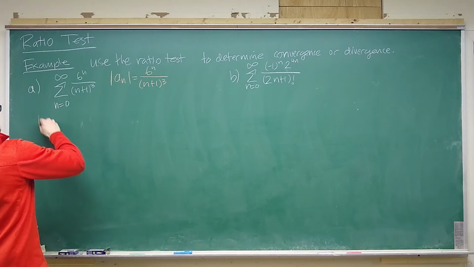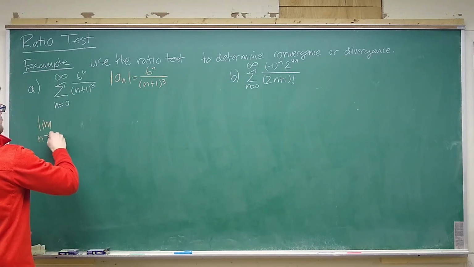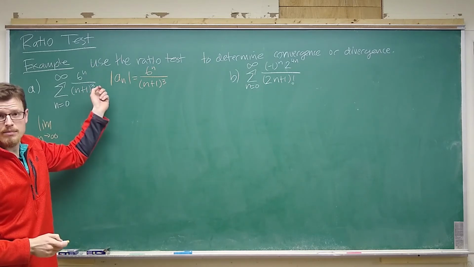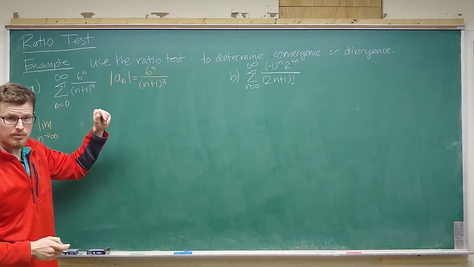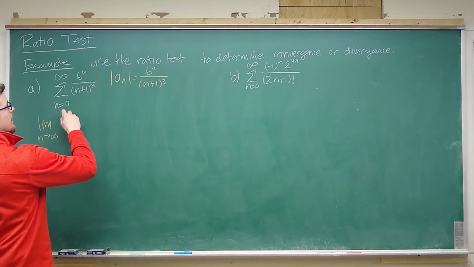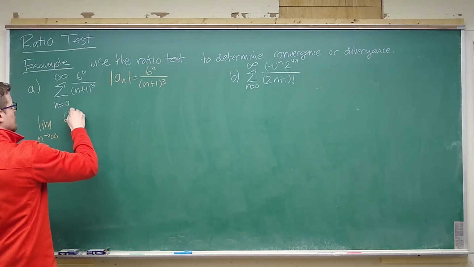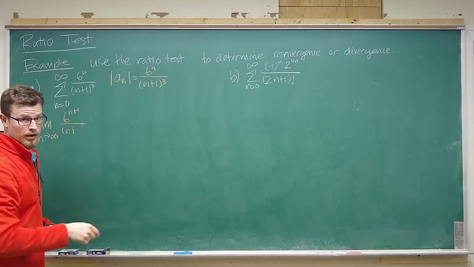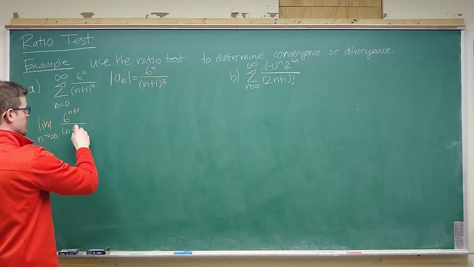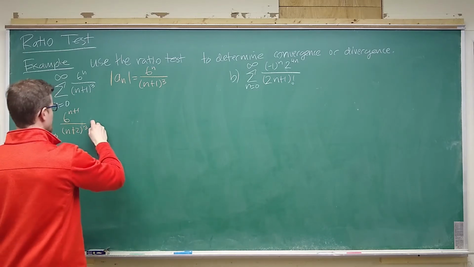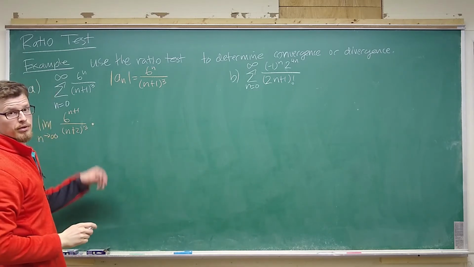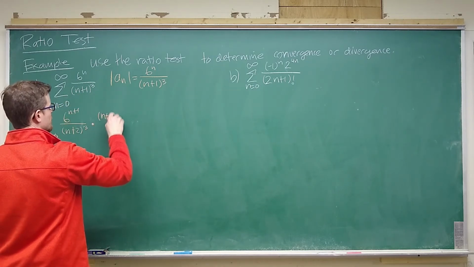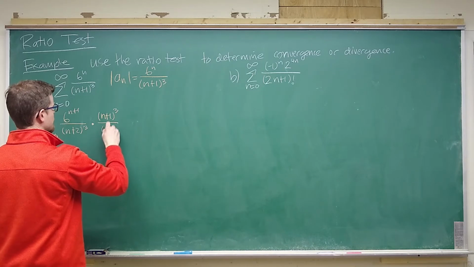So then if we were to take the limit as n goes to infinity, now if we're dividing by a fraction, we can multiply by its reciprocal. So I'm going to take a sub n plus 1, which is 6 to the n plus 1, divided by n plus 1 plus 1, so n plus 2 cubed, and I'm going to multiply that by the reciprocal of a sub n. So that would be n plus 1 cubed divided by 6 to the n.